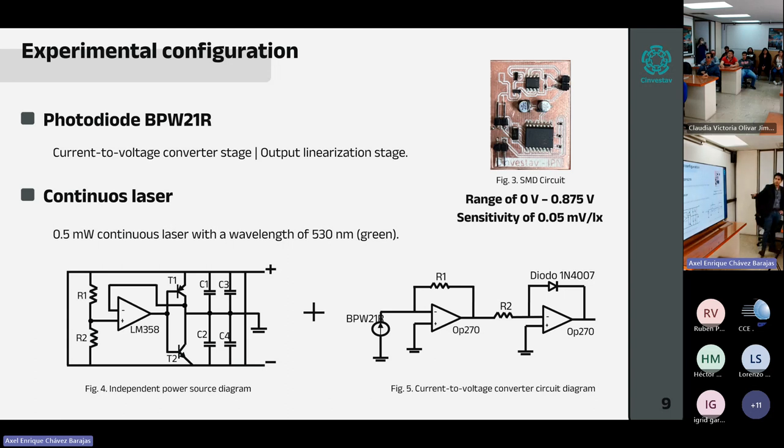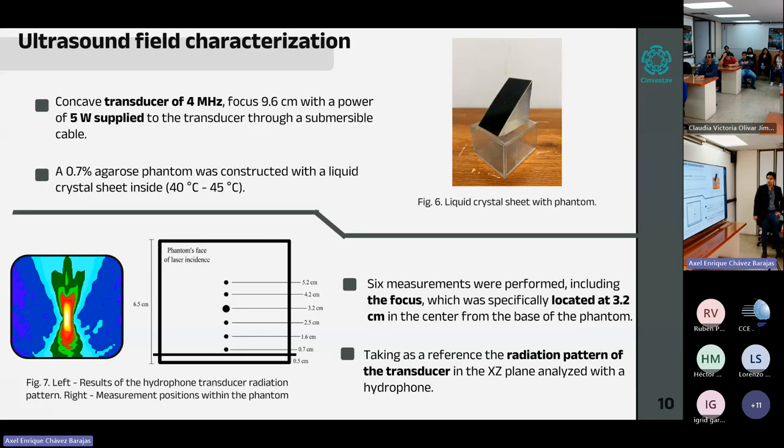This wavelength was used because the photodiode has the highest sensitivity at this wavelength. And then finally, I present you the two diagrams of the measurement system. First, an independent power source diagram, and then the two stages to do the measurement.